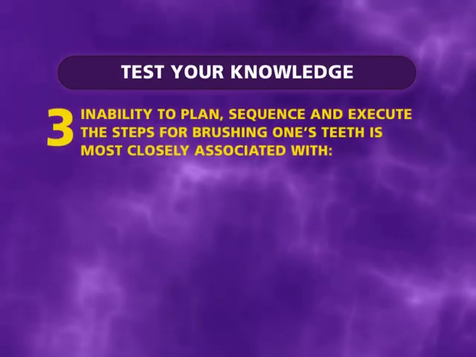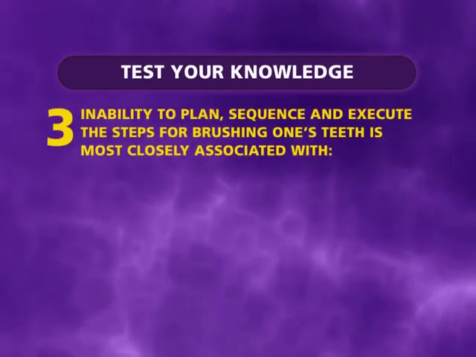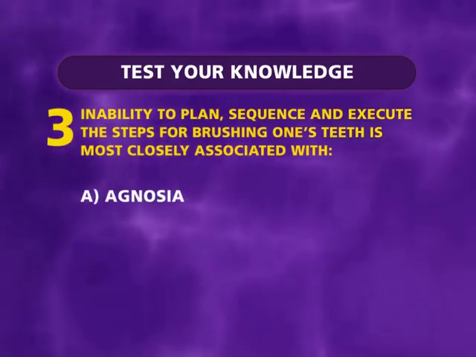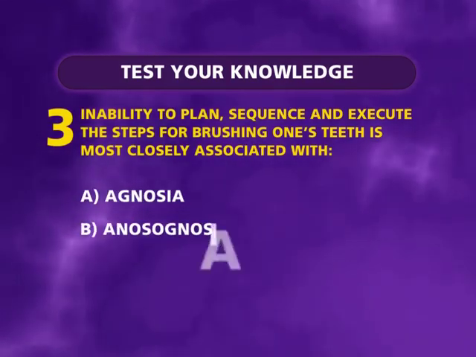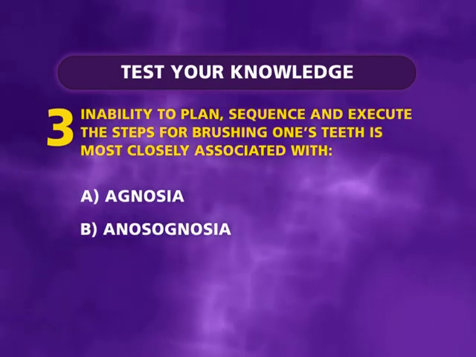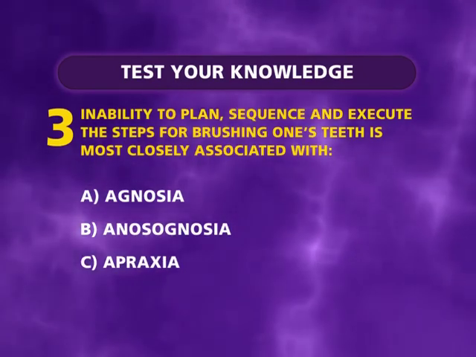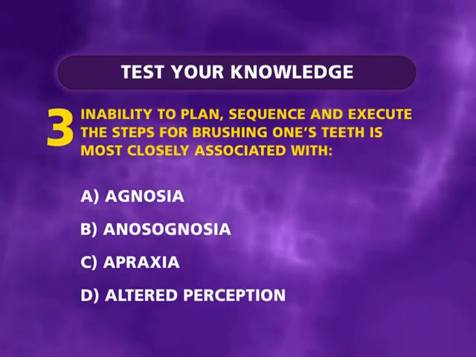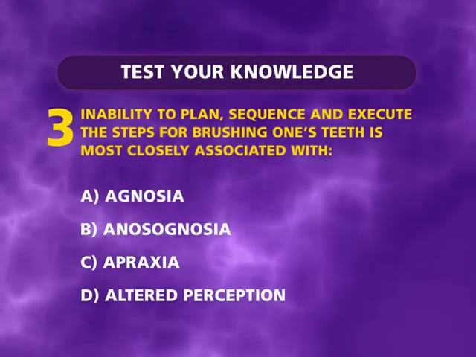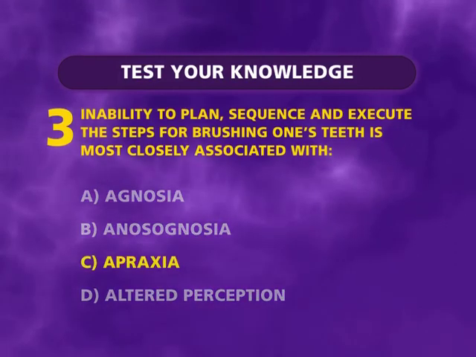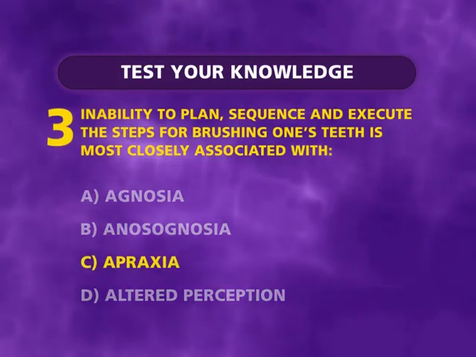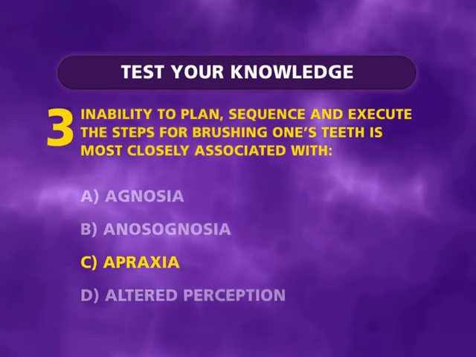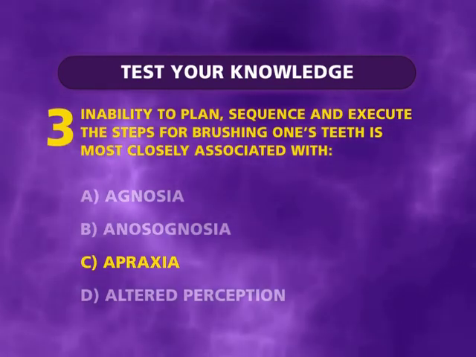Inability to plan, sequence, and execute the steps for brushing one's teeth is most closely associated with A. Agnosia, B. Anosognosia, C. Apraxia, or D. Altered perception. The answer is C. Apraxia. Apraxia is one of the 7 losses of dementia and refers to an inability to perform particular purposeful activities.